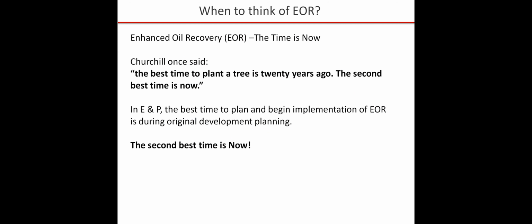When to think of EOR? The time is now. Sir Winston Churchill once said, the best time to plant a tree is 20 years ago. The second best time is now. In the E&P industry, the best time to plan and begin implementation of EOR processes is during the initial development planning when a field is discovered. And if you have not thought of it at that stage, the second best time is now.